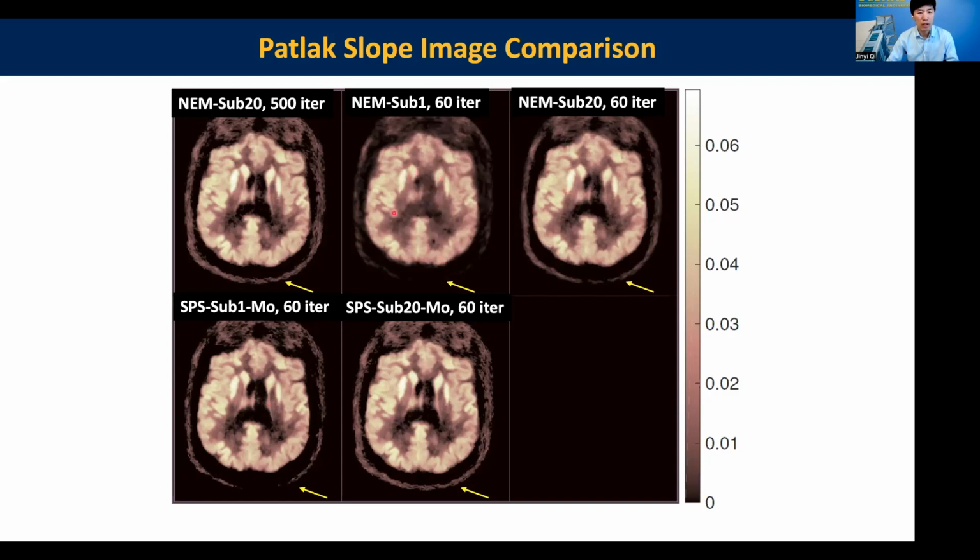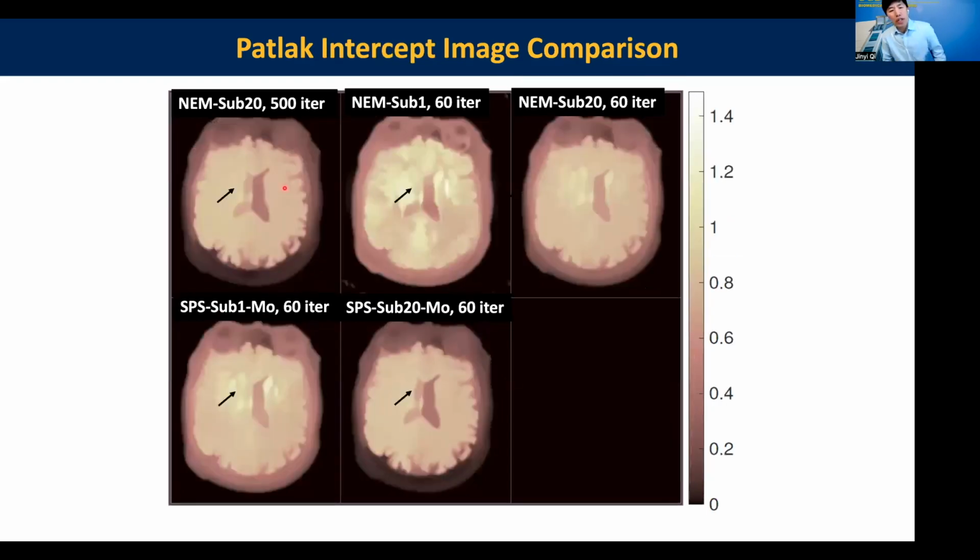So the main structure you already see, but if you focus on the scalp regions, you see the convergence hasn't gotten there yet. The nested EM is getting better, but it's still different from the 500 iterations. With the momentum, either using 1 sub-iteration or 20 sub-iterations, especially with 20 sub-iterations and 60 iterations of the momentum, we actually converge to the same image as the 500-iteration nested EM algorithm. This difference is more pronounced in the intercept image because this image converges slower than the Patlak slope image.